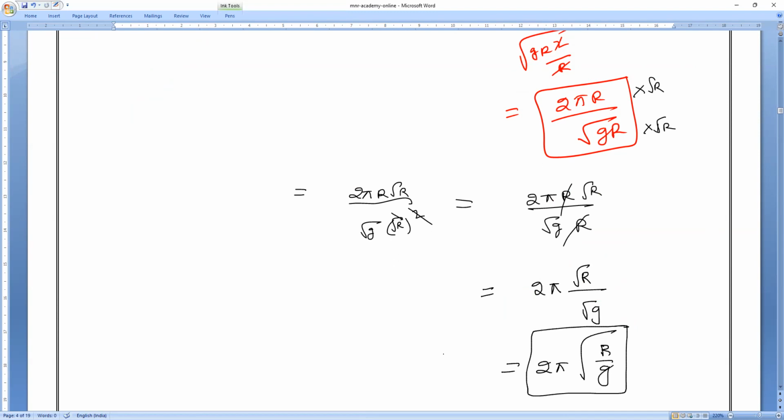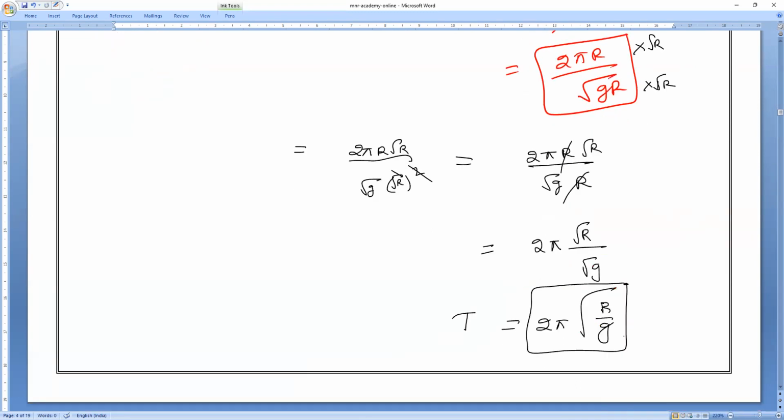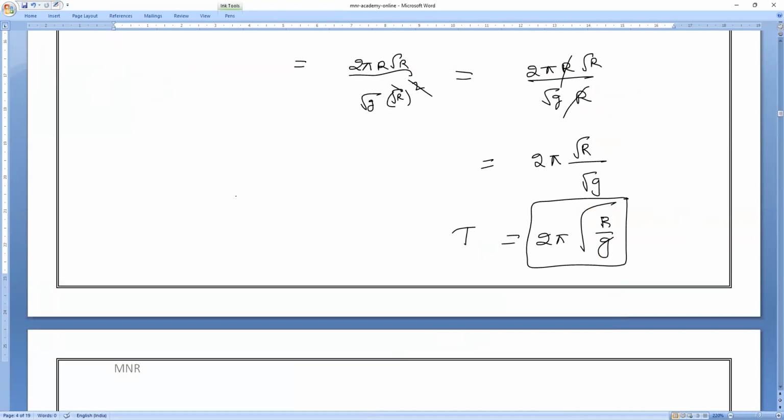Somewhere we have used it. Time period T is equal to, when any planet is moving very closely to the Earth's surface, 2π times the root of R divided by g. Approximately how much will it come? For any particular planet moving close to the Earth's surface, it is equal to 84.6 minutes. If you solve these values, you will get approximately 84.6 minutes.